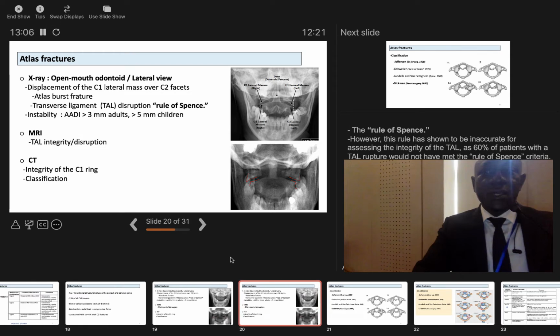MRI is a more sensitive indicator of transverse ligament integrity or disruption than the rule of Spence. CT is always necessary to evaluate the integrity of the atlas ring and to classify the fracture as stable or an unstable burst fracture.